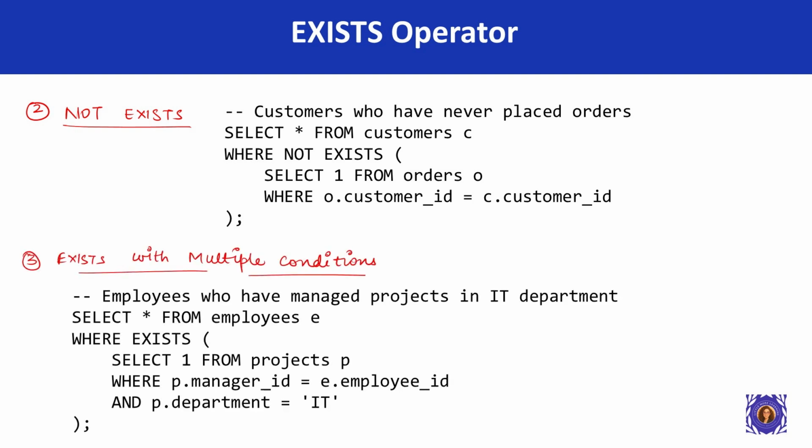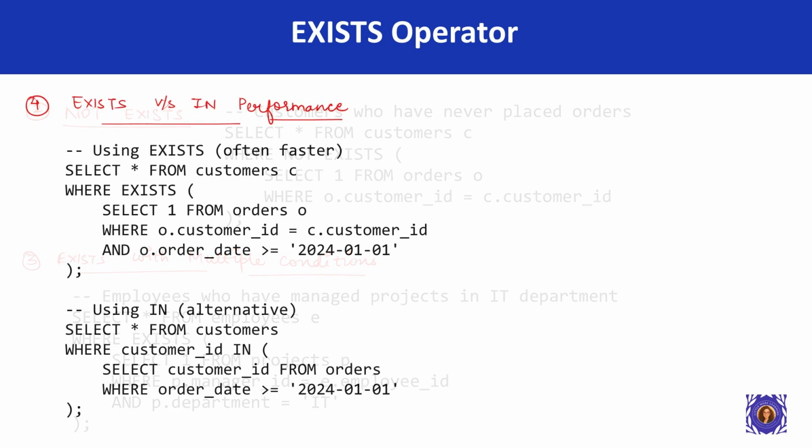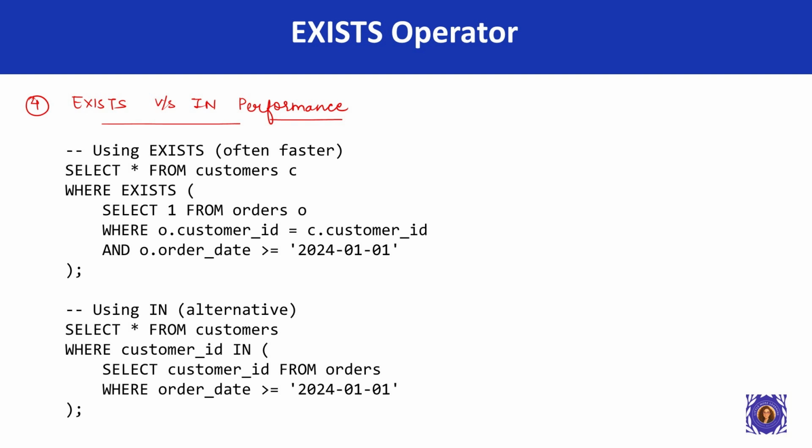You can include multiple conditions within the subquery of an exists clause for more specific checks. For instance, to find employees who have managed projects specifically within the IT department, you would check for the existence of projects where the manager_ID matches the employee_ID and the department of the project is IT. While in can sometimes achieve similar results, exists is often more performant, especially with large subquery results, because it stops processing as soon as it finds the first match.